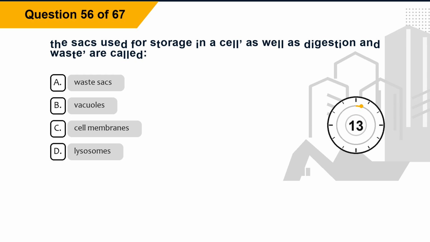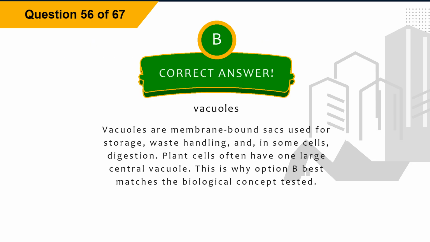Question 56. The sacs used for storage in a cell, as well as digestion and waste, are called: Option A, waste sacs. Option B, vacuoles. Option C, cell membranes. Option D, lysosomes. The correct answer is option B, vacuoles. Explanation: vacuoles are membrane-bound sacs used for storage, waste handling, and, in some cells, digestion. Plant cells often have one large central vacuole. This is why option B best matches the biological concept tested.